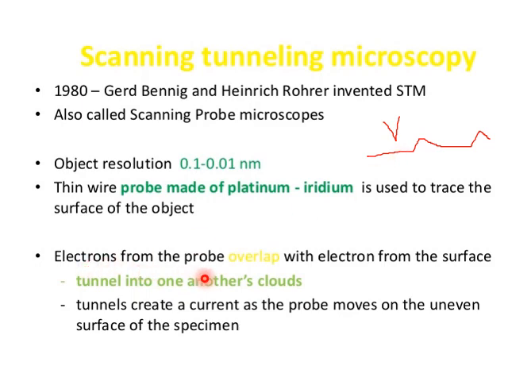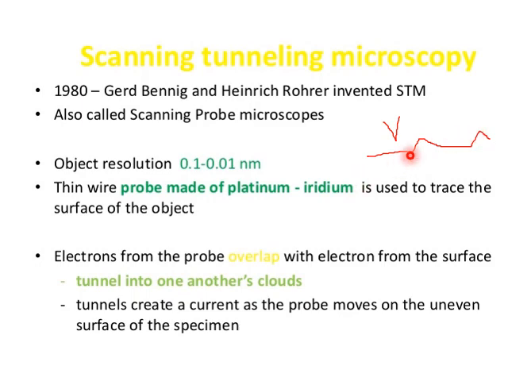Electrons from the probe overlap with the electrons from the surface, tunneling into one another's cloud, because the probe is so close to the sample that electron tunneling takes place. The electron clouds overlap with each other. The tunneling creates a current as the probe moves on the uneven surface of the specimen.